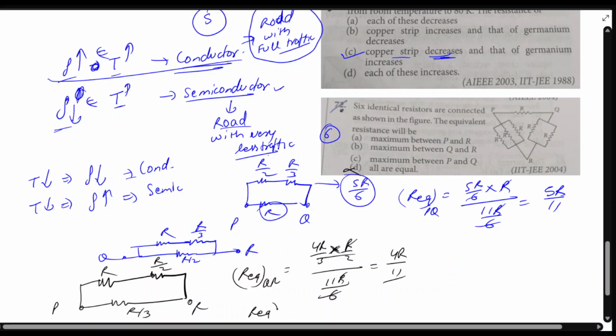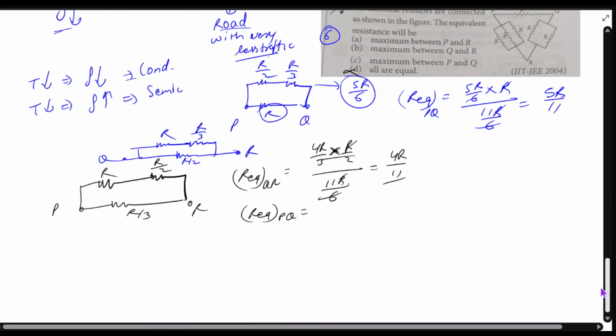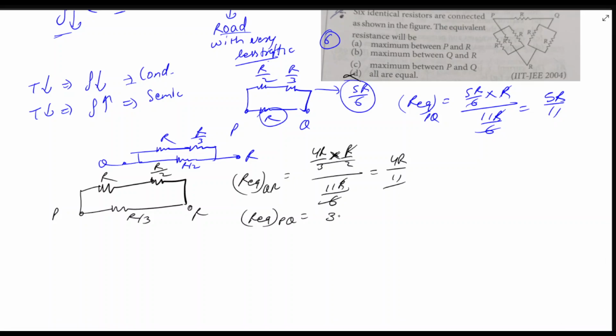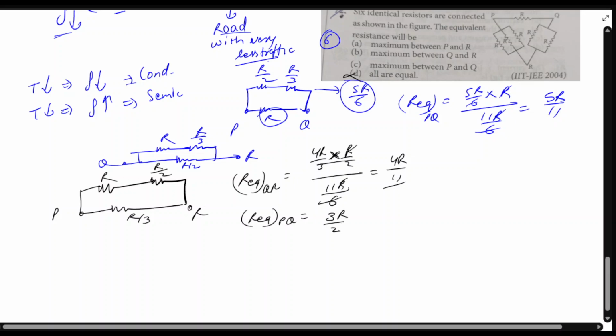So R equivalent about PR will be 3R by 2. This is 3R by 2, right? 3R by 2. And this is R by 3. So I have to multiply by 3 and then we'll add them. So if you add them, it will be 9 plus 2, 11R by 6. So 6 will get cancelled, R will get cancelled. So it will be 3R by 11.